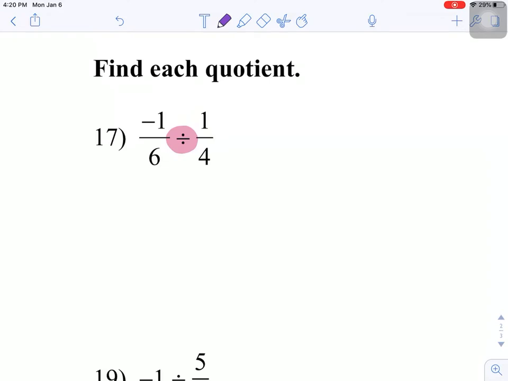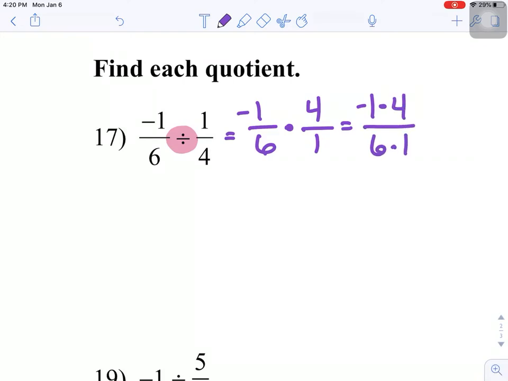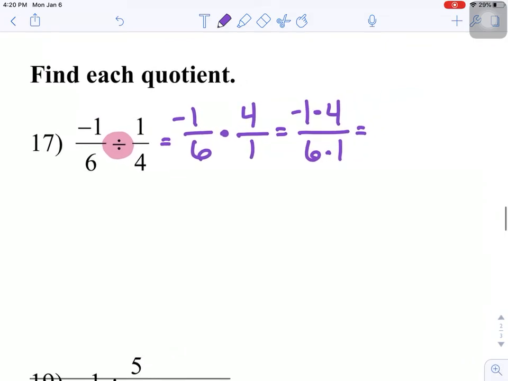So we are going to convert this to a multiplication problem. Leave your first fraction alone, negative 1 over 16. Division turns into multiplication, and we're going to multiply by the reciprocal of 1 over 4. Reciprocal, remember, just means flip the fraction over. So let's flip that over, and we're going to get 4 over 1. Now that it's a multiplication problem, multiply your numerators, multiply your denominators. Let's see, that's a big multiplication sign there.